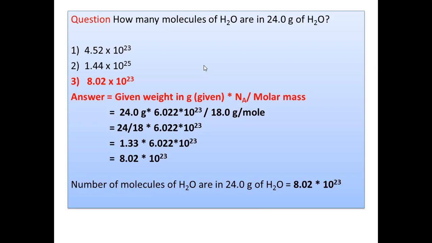So here we can see the given weight for the water molecule is 24 grams, that will be multiplied by Avogadro's number upon the molar mass of water, that is 18.0 grams. So 24 by 18 into 6.022. So 1.33 into 6.022 corresponds to 8.02 into 10 raised to 23 molecules. So this is the answer for the number of water molecules in 24 grams of H2O.